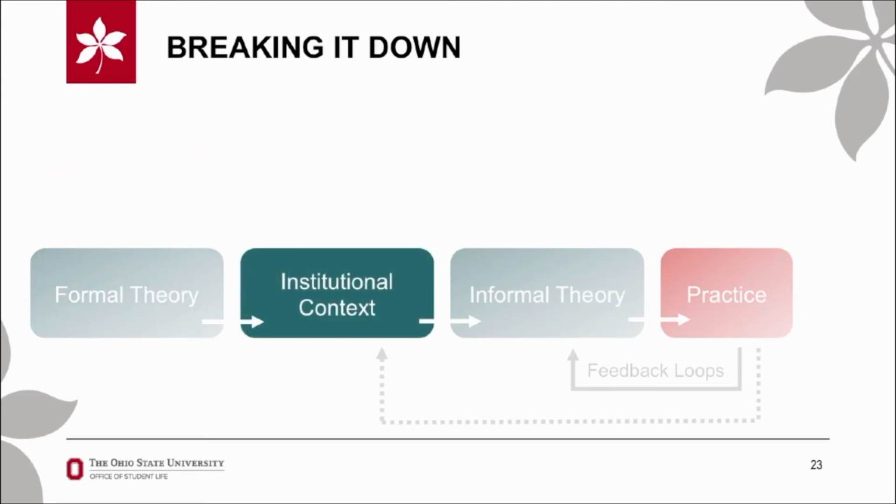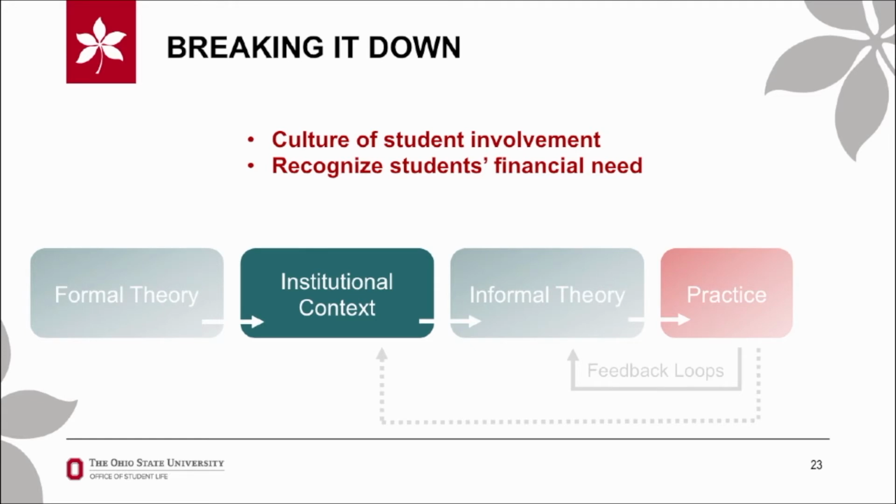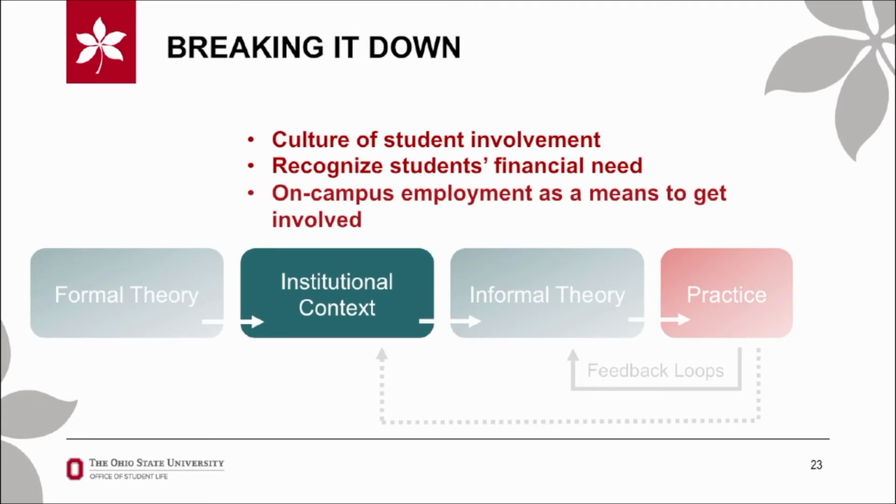Next, we want to consider the institution context. Factors like mission, values, socio-demographic features of the student body, these not only inform our goals, but they also provide guidance on how they can be achieved. From what we know about Midwest State, we know that there's a healthy culture of student involvement on campus with some room for improvement. We also know that a large percentage of students have a demonstrated financial need, and that many students work part-time while they're attending school.